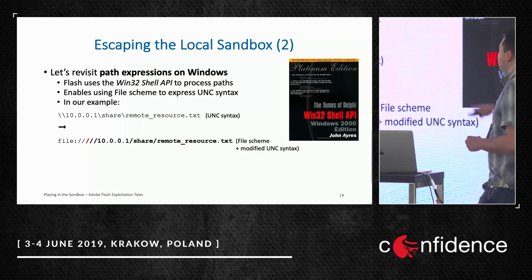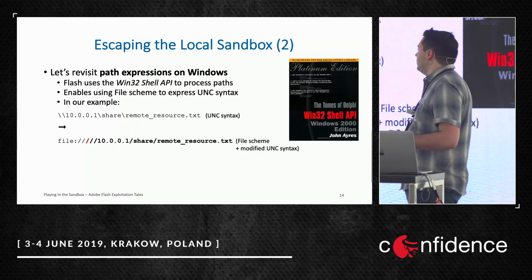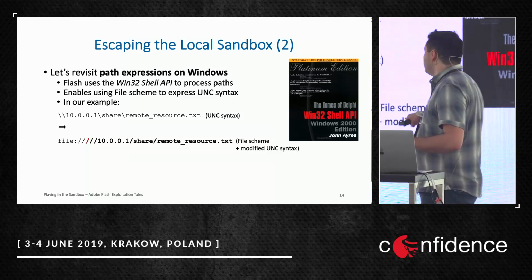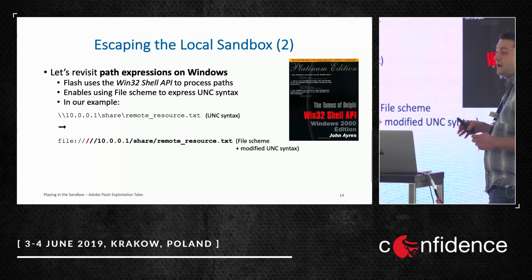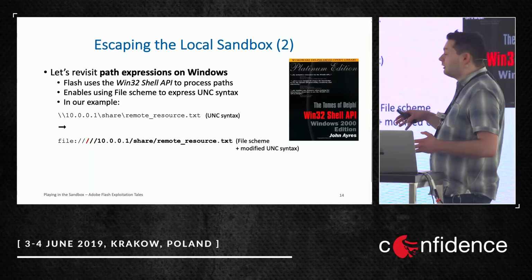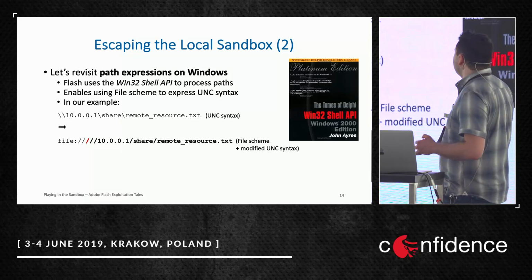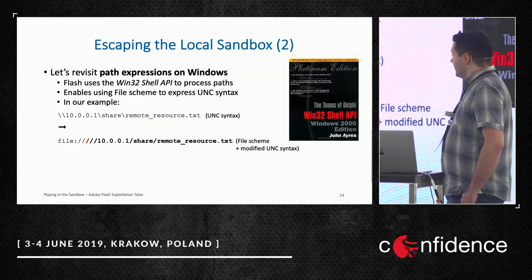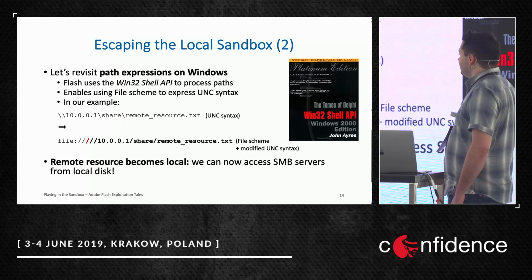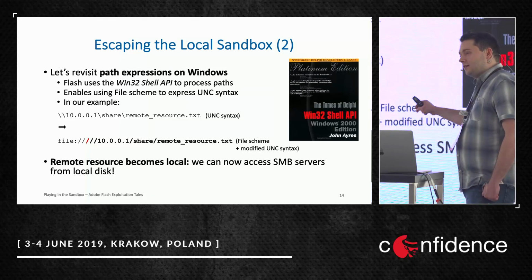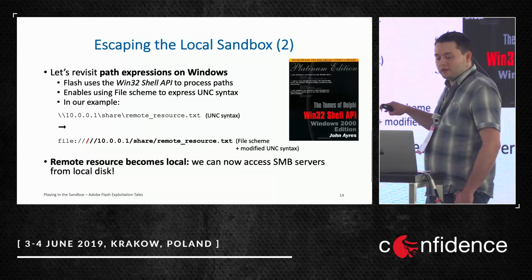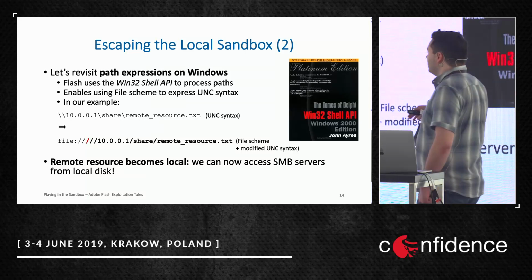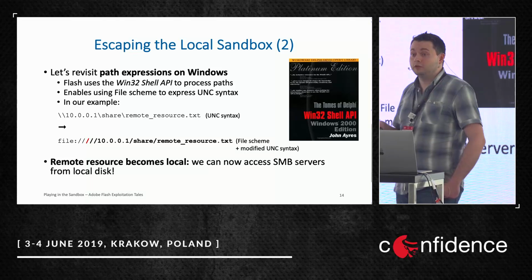So in our example, we have this path to a remote resource in the UNC syntax. But if you want to express that in a file scheme, you simply add another slash, swap forward and backslashes, and then include the entire UNC URL. Now, Flash actually parses this as being a local path. So for now, we can access remote resources from the local sandbox.